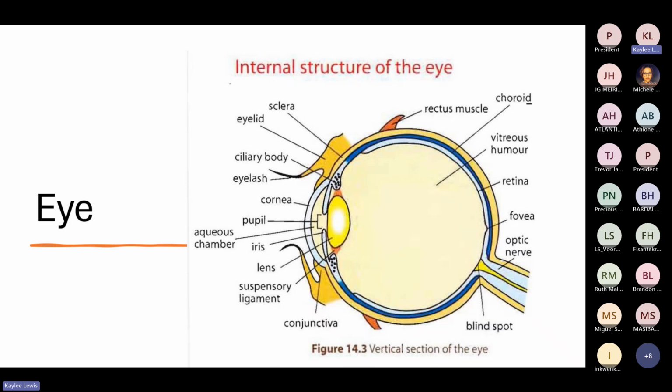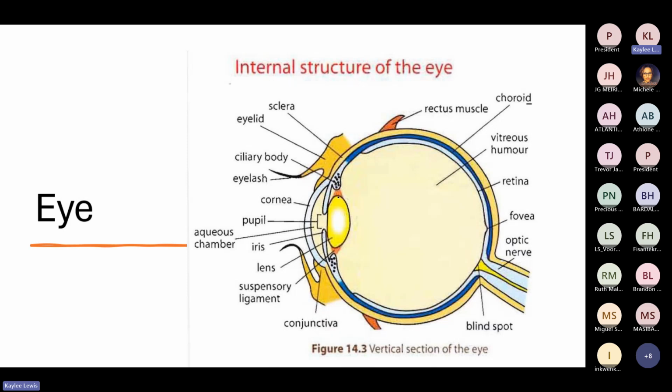Okay, then we look at the ciliary body. So the ciliary body has muscles in it, which would control the curvature of the lens. So will control how convex it is. Then you've got your suspensory ligaments. So that's the little red parts over there that are attached to the lens. Again, working with the ciliary muscles to control how biconvex this lens is. So how much it bulges out or doesn't bulge out as much.